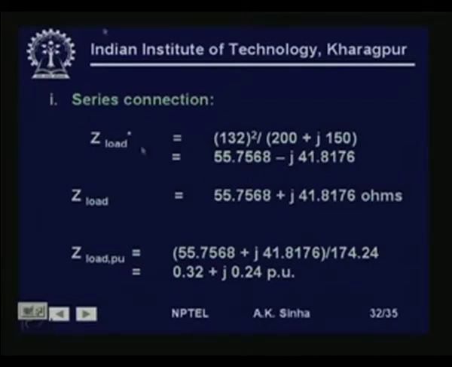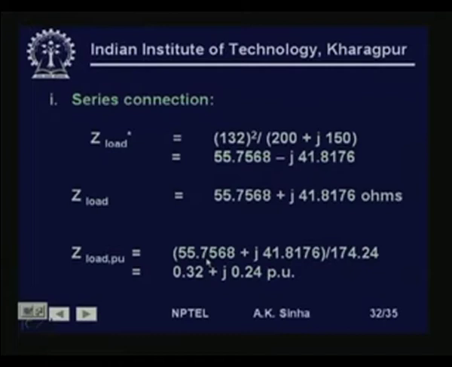Therefore, the actual value of the load is going to be 55.7568 plus j41.8176 ohms. This is going to be there because this has to be a reactive load or an inductive load. So, this plus must be there. This cannot be negative because we have a load which is having a lagging power factor. So, Z load per unit, again just dividing by Z base, comes out to 0.32 plus j0.24 per unit.